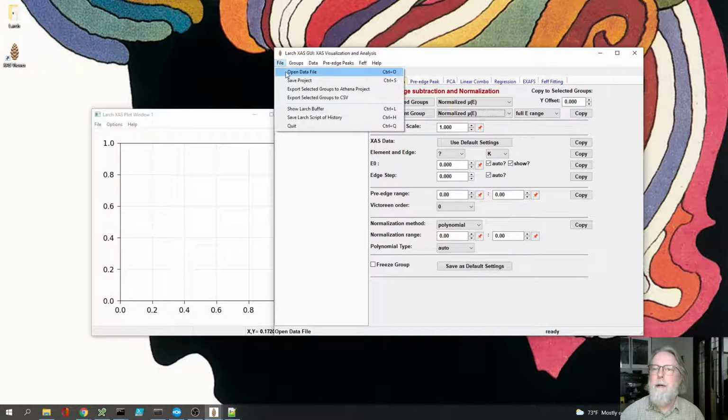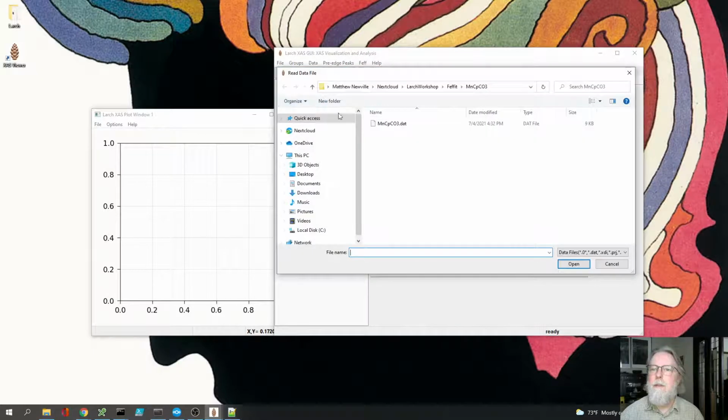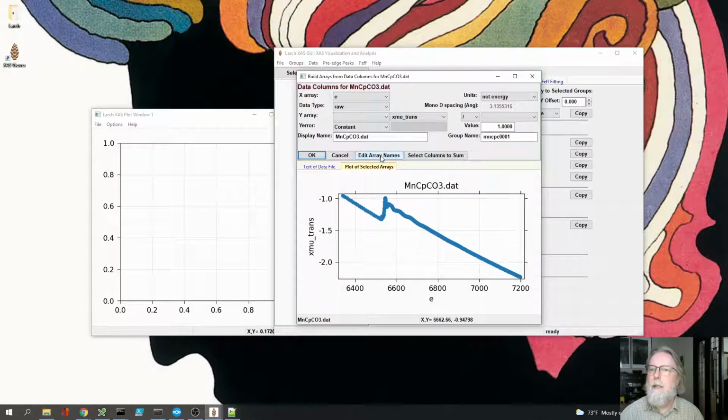this compound. This is in the same folder here. So there's manganese cyclopentadienyl carbonyl data, and we bring it in. Now I should say, actually, when reading in data, the X array for this data set, which is fairly old, is a little bit hard to parse. I want to make sure that this data type is labeled as XAS data, not raw data.